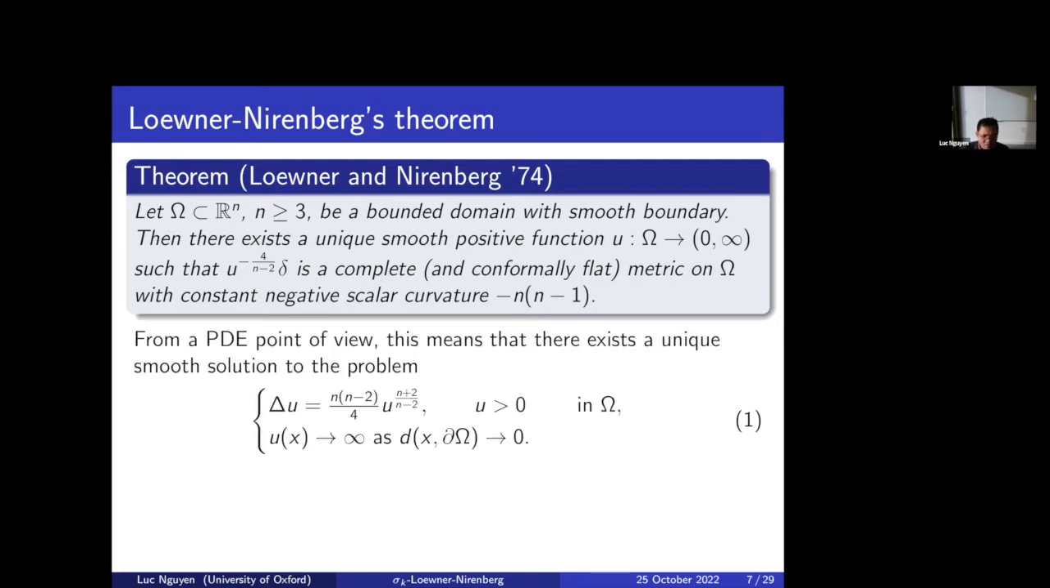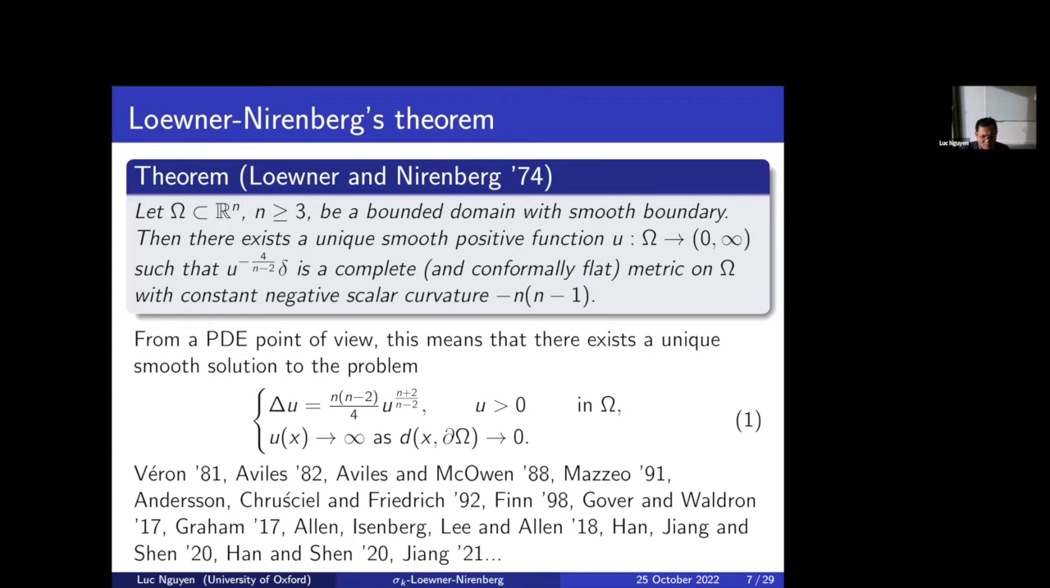From a PDE point of view, this means that this Liouville equation, Laplacian u equals n times n minus 2 over 4 times u to the power (n plus 2) over (n minus 2) on omega, has a positive solution that blows up at the boundary. After Loewner-Nirenberg, there has been a lot of work, and I do not try to list everybody here, but I put some people here just to give you a feeling that the work continues up to the latest one that I'm aware of, which was last year. So it's still quite active work in this area.